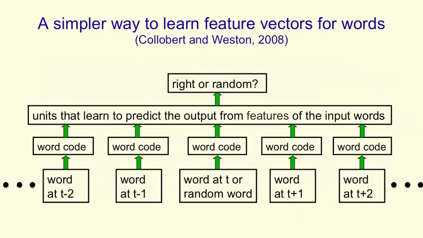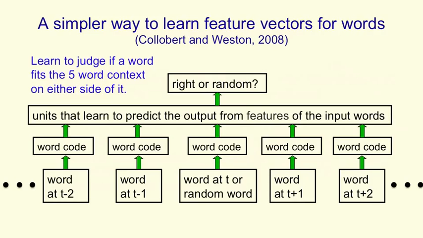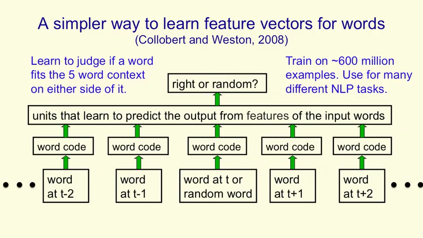The neural net works the same way as before. We map the individual words to feature vectors, these word codes, and then we use the feature vectors in the neural net, possibly with more layers in the neural net, to try and predict whether this is the right or wrong word for that context. So what they're really doing is judging whether the middle word is an appropriate word for the 5-word context on either side of it. They trained this up on about 600 million examples from Wikipedia, and they showed that the vectors they get are good for a variety of different natural language processing tasks.